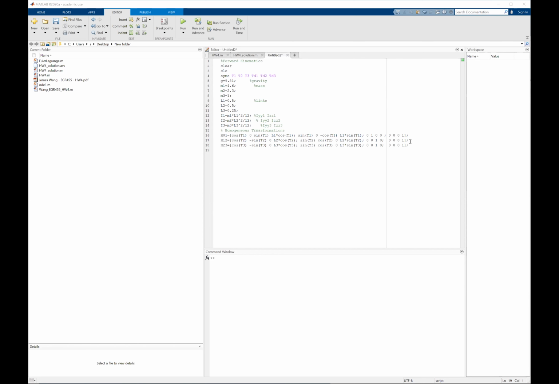Now we want to solve, first and foremost, the forward kinematics problem. So for that, what I'm going to do is I'm going to find out h02, and then I'm going to find out h03.